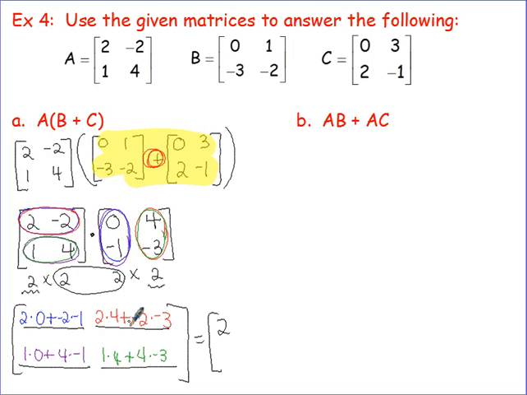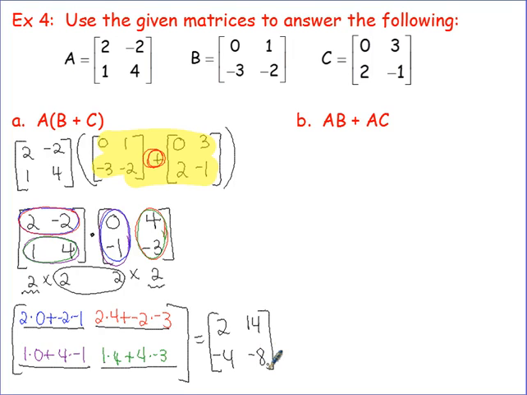2 times 4 plus negative 2 times negative 3. Your calculator should tell you 14. 1 times 0 plus 4 times negative 1. Your calculator should tell you negative 4. And 1 times 4 plus 4 times negative 3. Your calculator should tell you negative 8.